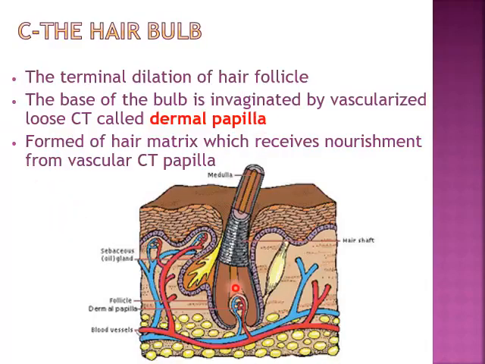The third part of the hair is the hair pulp. It is the terminal dilatation of the hair, and it is invaginated, as we see here, by dermal papillae or hair papillae, which is highly vascular. And this part of the hair follicle contains the matrix cells. What is the matrix cell? We are going to talk about it later.